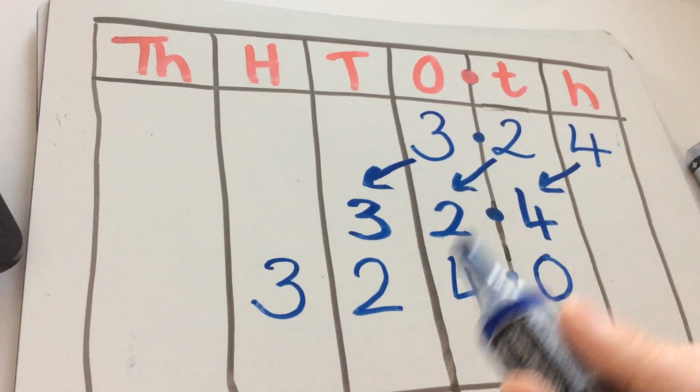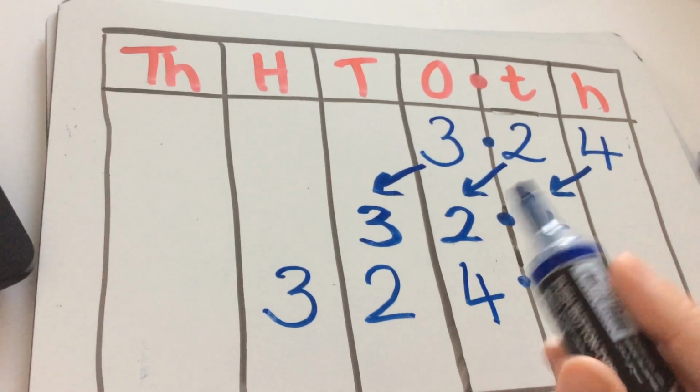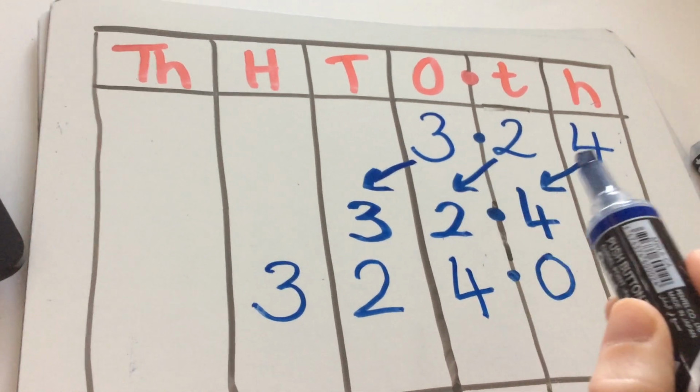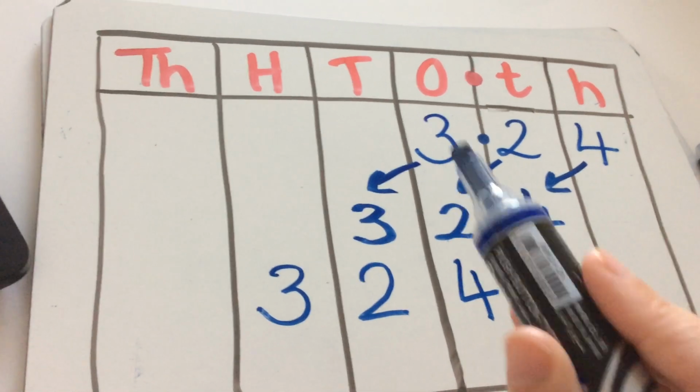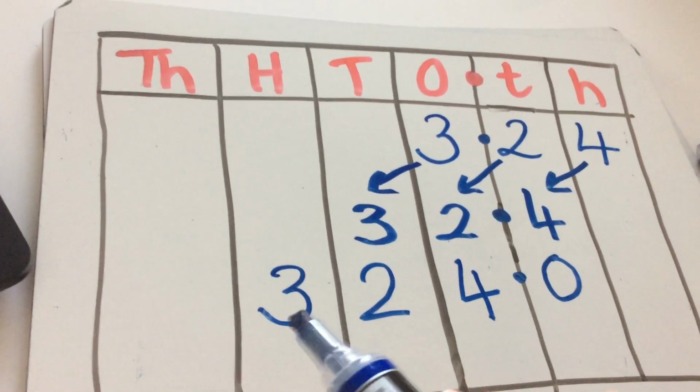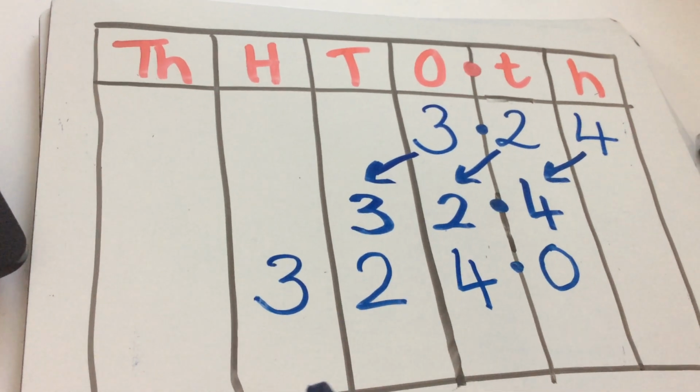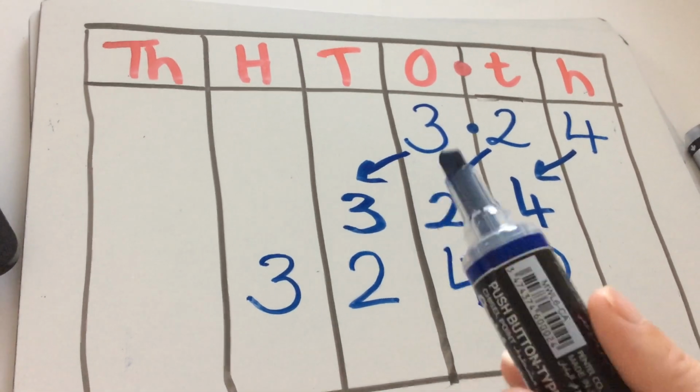Okay, now I can be doing a little bit of an estimate here. If I've multiplied 3.24 by 100, it should be just a bit bigger than 300. So using your estimation skills will be good here as well.